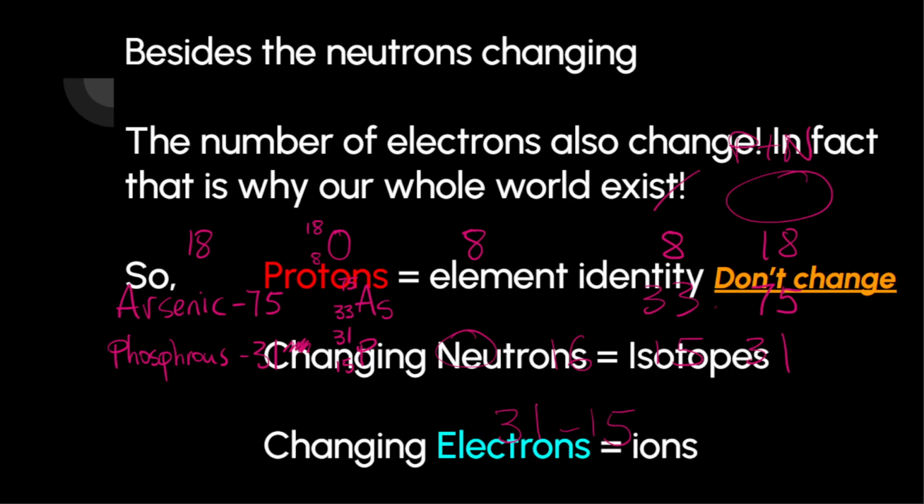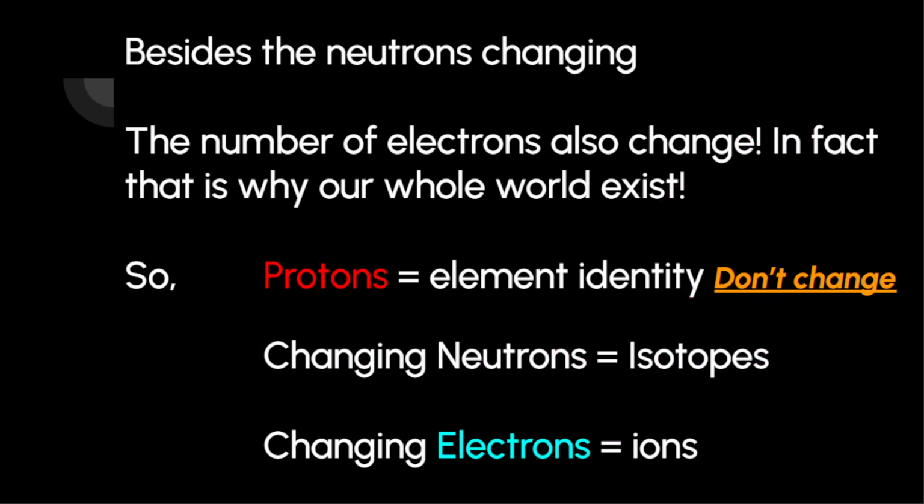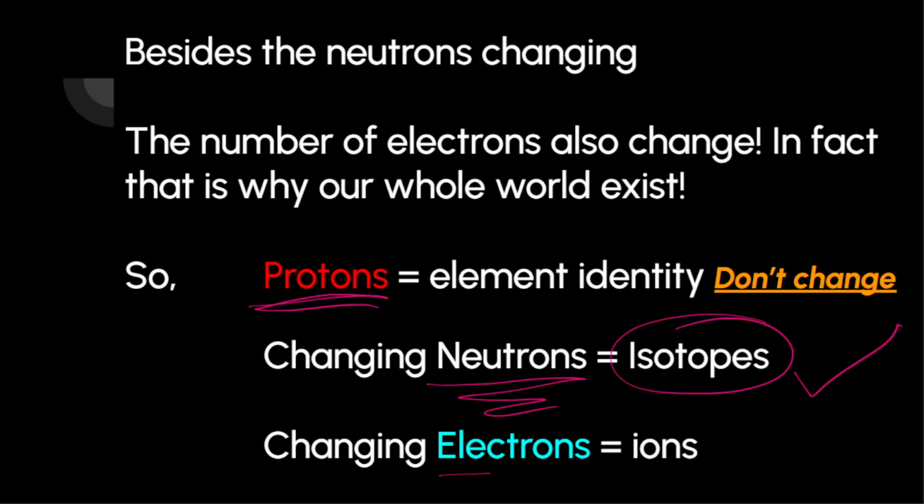Lastly, besides neutrons changing, just remember that protons will never change. They don't change. If it changes, that's nuclear chemistry. We're not there yet. They don't change for now. Just remember that. Neutrons can change. When neutrons are different, we call them isotopes. Okay, we just learned about this. And then electrons can also change. We're going to learn about ions next unit. So this is our lesson number 3.